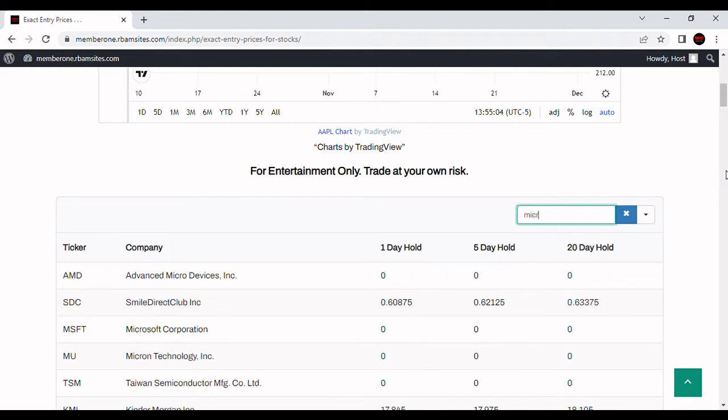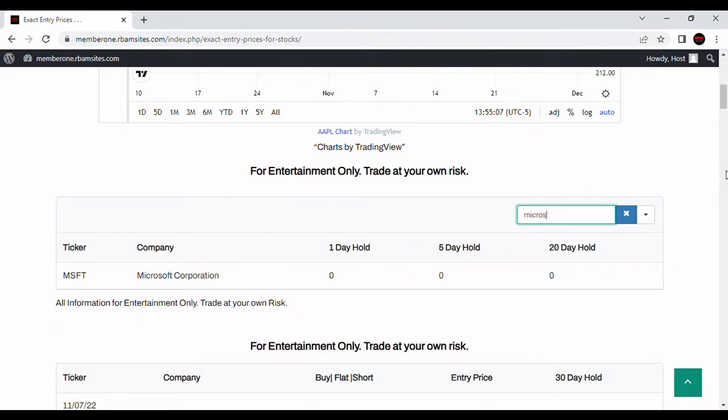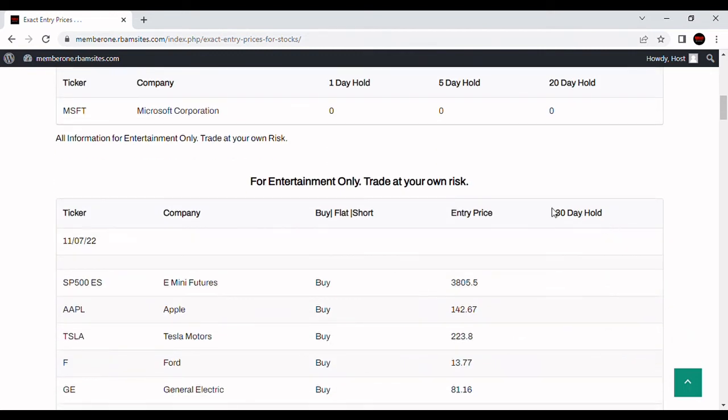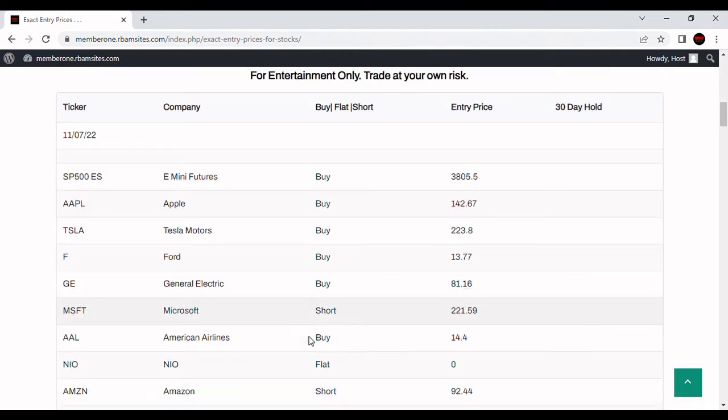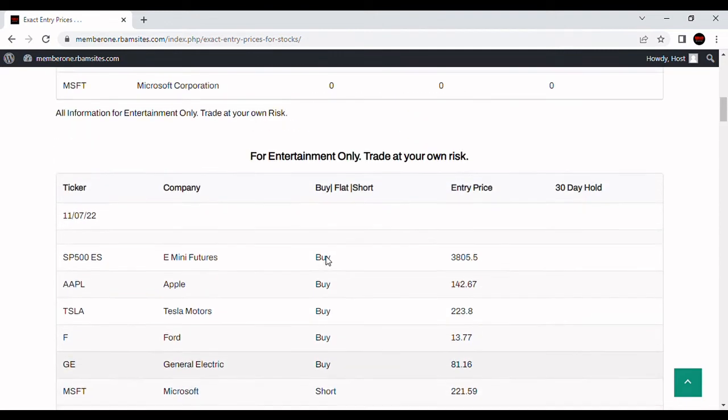Microsoft. Let's see, right here, we've got zeros across the board. It says no buys for tomorrow for Microsoft on the 1, 5, and 20-day hold. Let's check the trend following. Got a 30-day trend following. This is in tomorrow, out at the end of 30 days at a loss, or take your profits as soon as you can get them. Microsoft, it says short for tomorrow.